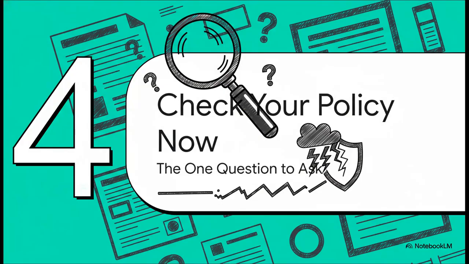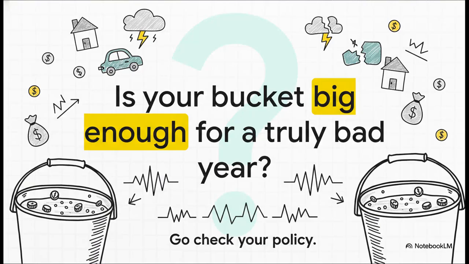This brings us to the single most important takeaway from all of this. Please, don't wait for a string of bad luck to find out your coverage is too low. You need to look at your policy with this new perspective and ask yourself one simple question. It all comes down to this. Is your bucket of money big enough to survive not just one incident, but a truly bad year? Because once that bucket is empty, the financial fallout is all yours. Go check your policy right now.